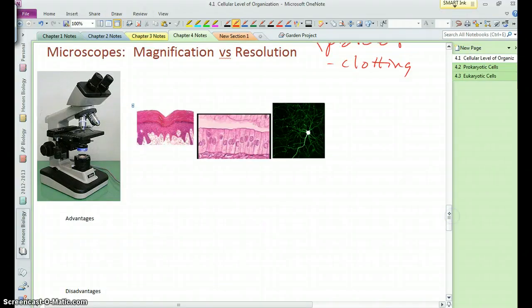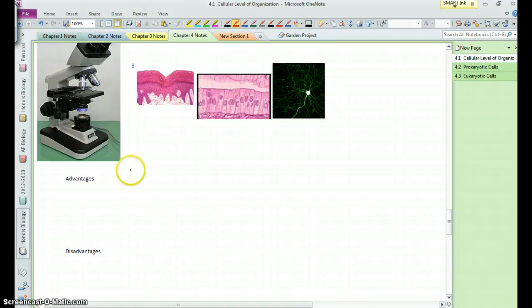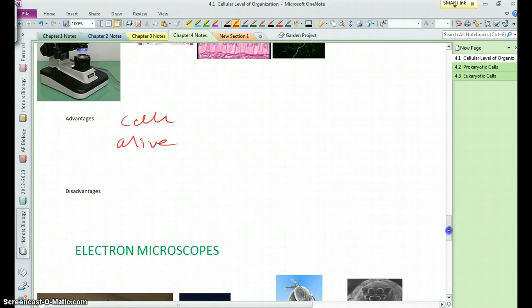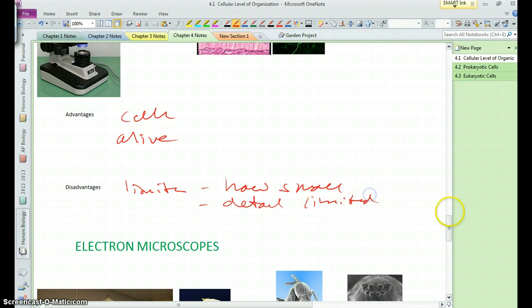Now, microscopes, of course, allow us to see small things. The light microscope we use, again, its advantage is it allows us to see things like cells that are relatively small. That thing we're looking at can be alive while we're looking at it. Disadvantage is it has limits in how small something is that you can see, and also the level of detail is limited.